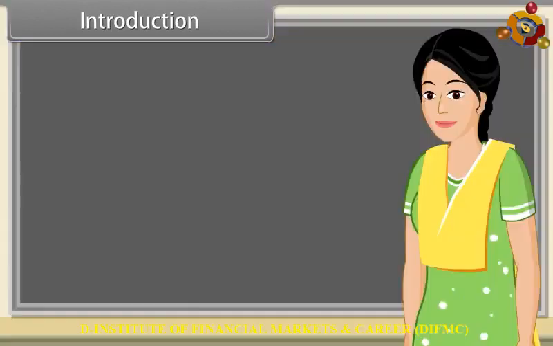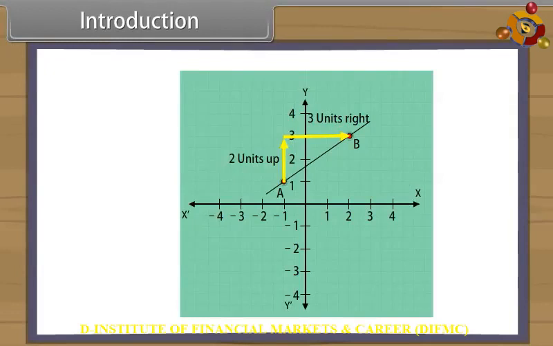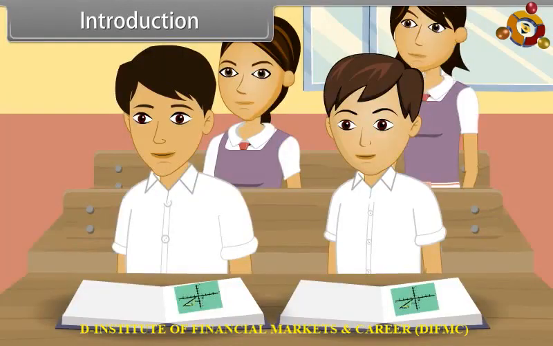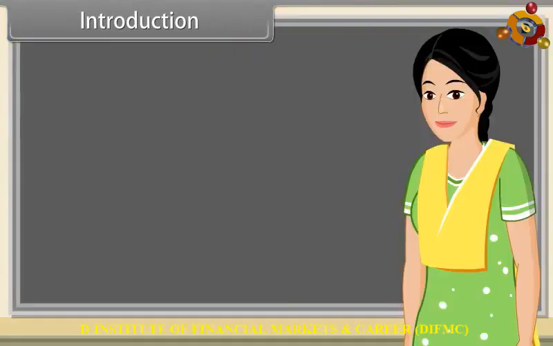A slope of a line represented by letter m is expressed as up or down movement divided by the right or left movement. Teacher, can you please explain to us the slope of the line? Yes. Come, I will tell you about the straight lines and the slope of the line.